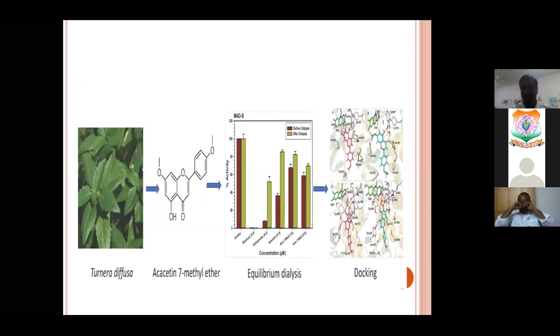By using bioinformatics and docking structure, they are able to identify the particular active constituent from this plant by using a technology called equilibrium dialysis techniques.